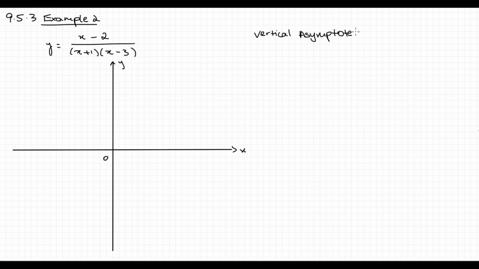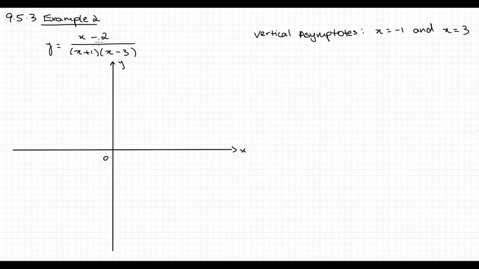The first one is going to be given by x = -1, because if we substitute x = -1 into the function, the first factor in the bottom becomes 0, thereby making my whole function undefined. And the second vertical asymptote that we have is going to be at x = 3. So these are our two vertical asymptotes.